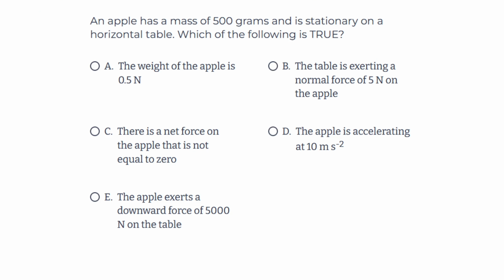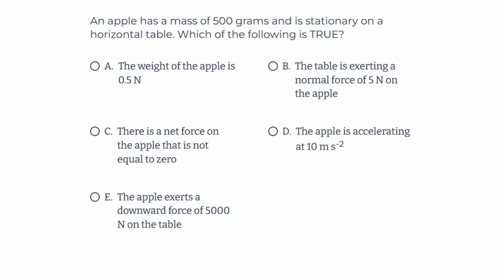Question 3. An apple has a mass of 500 grams and is stationary on a horizontal table. Which of the following is true? This is a question format that you are likely to come across, where you are asked to select a statement that is true or false.